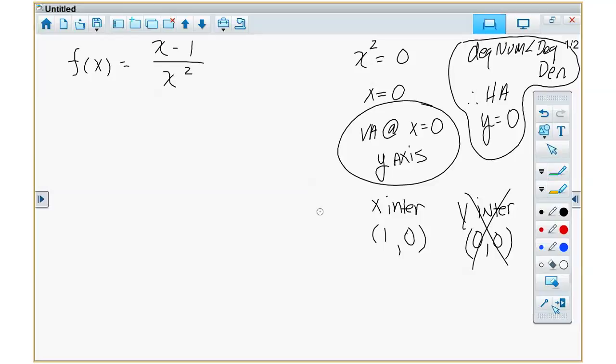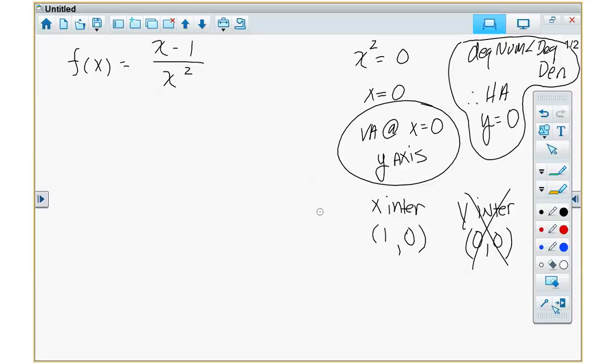You can find out if it's symmetrical or not. Remember doing that? F of x is equal to f of negative x. And f of negative x is equal to negative f of x. You remember doing that?